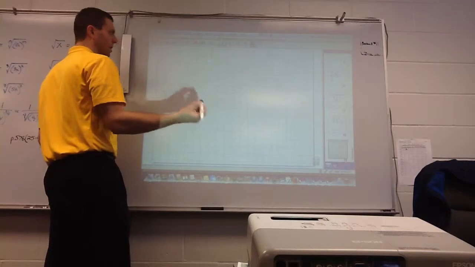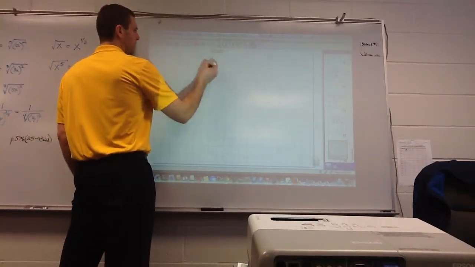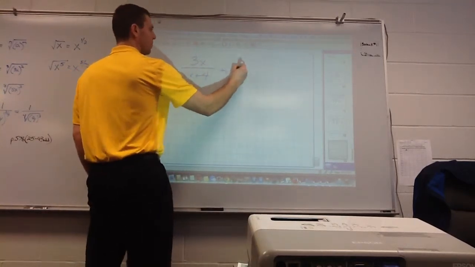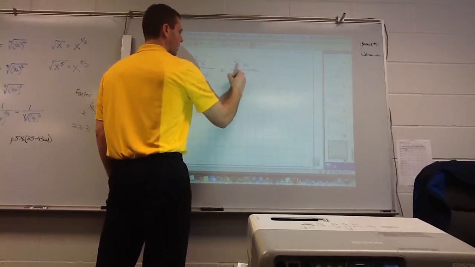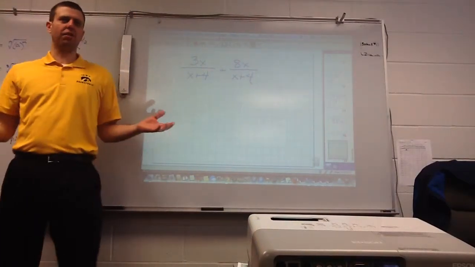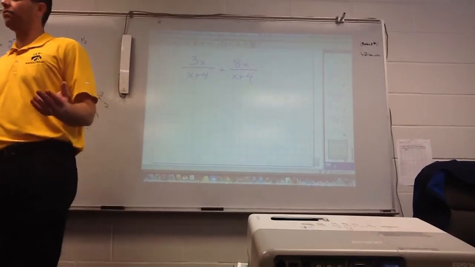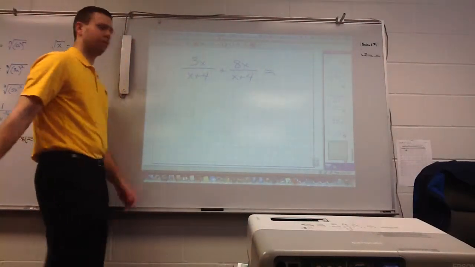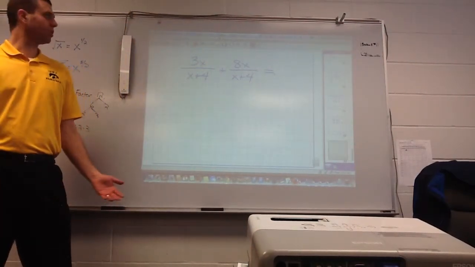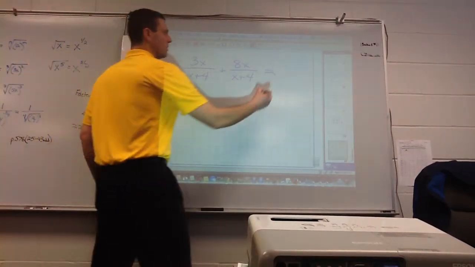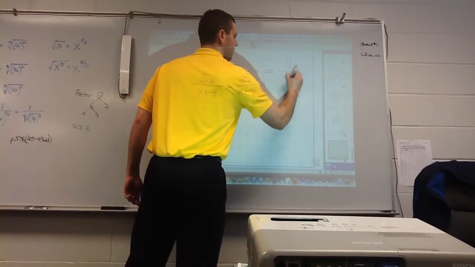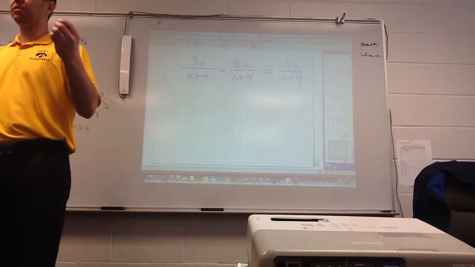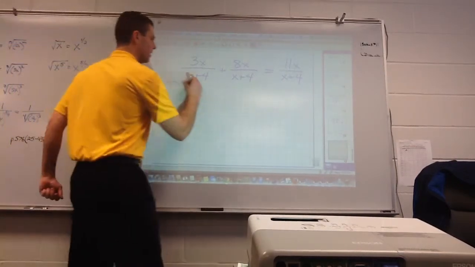Right? Now, if I had something like this, 3x over x plus 4 plus 8x over x plus 4, could I add those together? Yeah, they have like denominators, they have a common denominator. What would my answer be? 11x over x plus 4. You can add the numerators because the denominators are already alike.